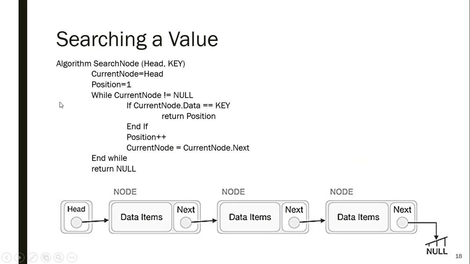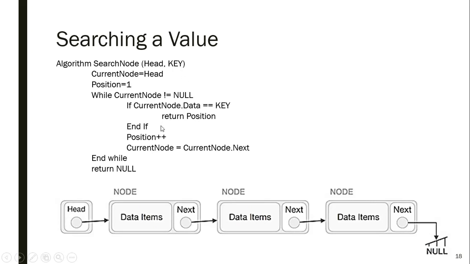Now, searching a value. How can you search a value? You first have to know what the first value is, that is the head. It is not necessary to include it as an argument. The only argument that is necessary here is the key, and the key is the value that you are going to search.